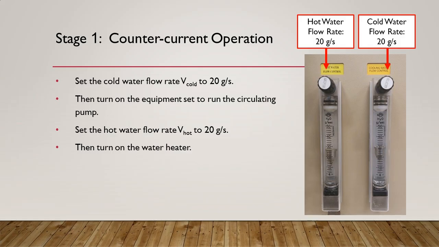Set the cold water flow rate to 20 grams per second. Then turn on the equipment set to run the circulating pump. Set the hot water flow rate to 20 grams per second. Then turn on the water heater. The hot water temperature controller is default at 60 degrees Celsius. Wait a few minutes until the hot water temperature reaches the default level.